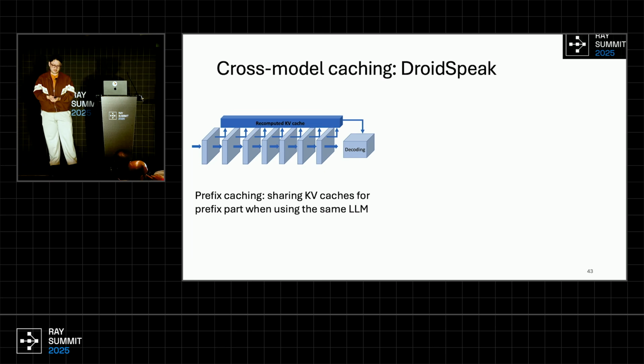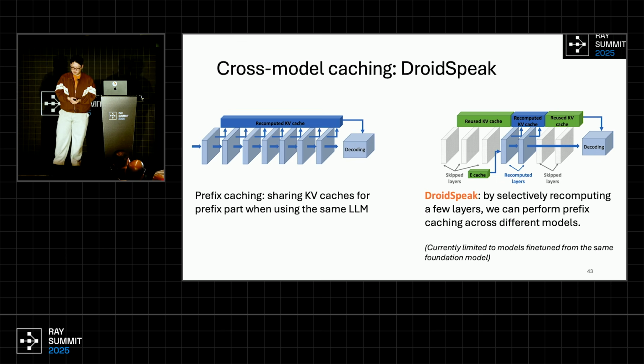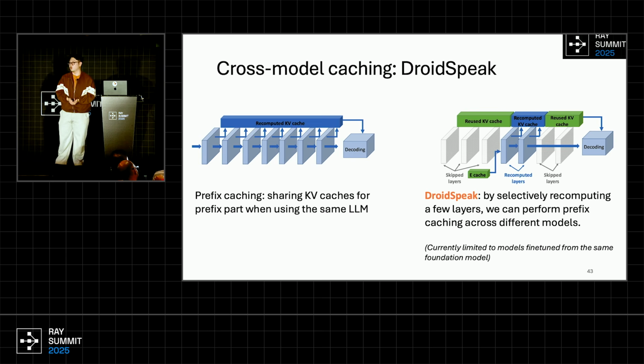The second technique is called DroidSpeak, which is reusing KV caches across models. In traditional prefix caching, it is directly reusing all the KV caches. But we found that by selectively recomputing a few layers, we can perform prefix caching across different models. Here, we only started to explore models fine-tuned from the same model, but it's already a pretty popular use case these days. And we are further working to try to reuse the KV caches between models with different architectures, but there is still a lot of future work. But at least it's possible.